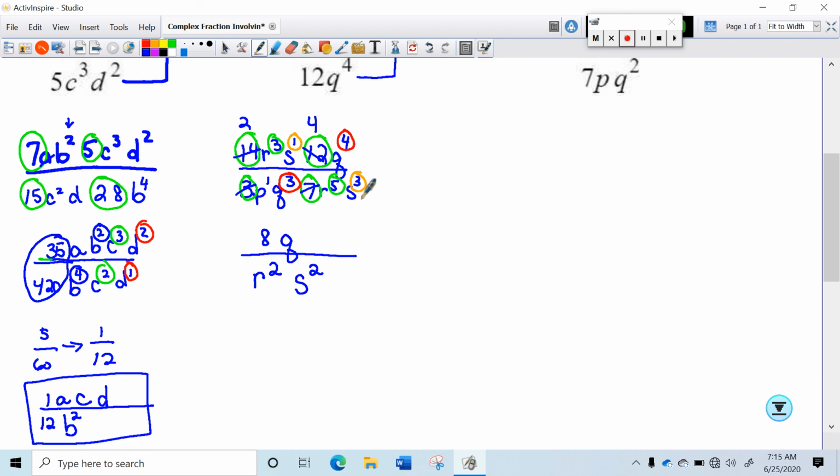Now there's one variable that I haven't done, this p here, and there is no p on the top to work with that, so it just stays where it's at, and I can take the 1 away from the exponent at this point. So make sure I've got everything, yes. So that's going to be the final answer.